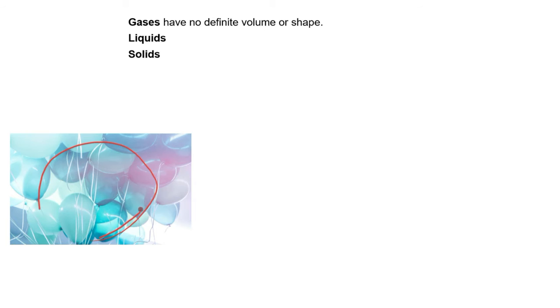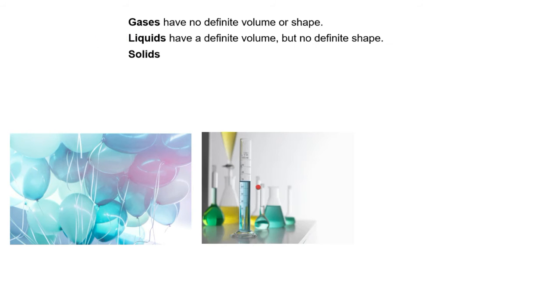Let's first get good working definitions for these three phases. Starting with gases. They have no definite volume and no definite shape. So balloons are usually filled with gases. These balloons look like they maybe are filled with helium because they are floating. The gas inside simply takes the shape of the balloon. Next up are liquids. You can see the liquids here in different vessels, and they simply take the shape of whatever container they happen to be in.